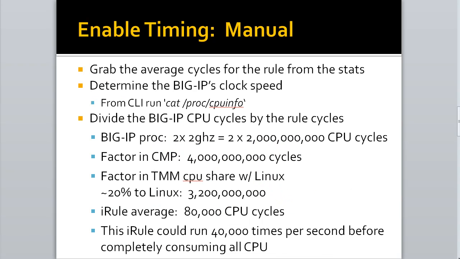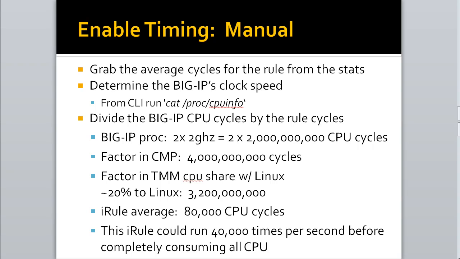So what do you do with those cycles? You take the cycles that you get out of what the iRule has, and then you want to figure out what your total cycles are, and that changes from platform to platform. So you need to look at your proc CPU info file, and that'll tell you how many processors you have and the speed for each processor.